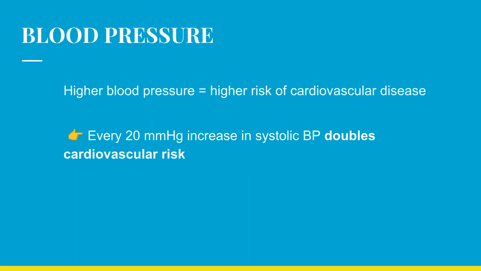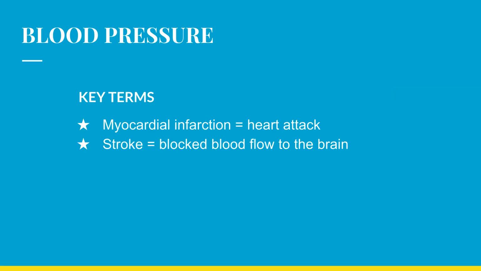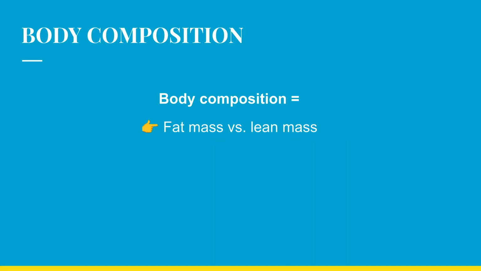Higher blood pressure increases the risk of cardiovascular disease. Every 20 millimeters of mercury increase in systolic blood pressure doubles cardiovascular risk. Key terms related to blood pressure include myocardial infarction, which is a heart attack, and stroke, which is blocked blood flow to the brain. Body composition is the ratio of fat mass versus lean mass.